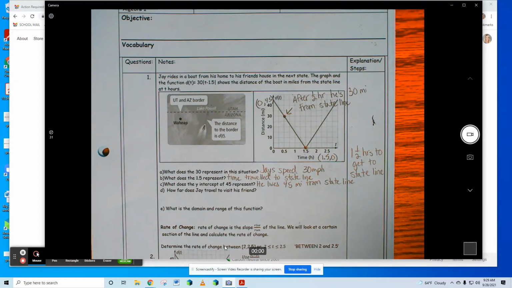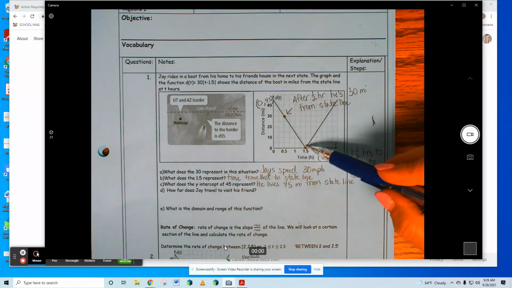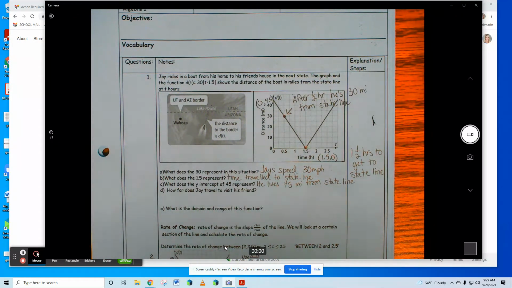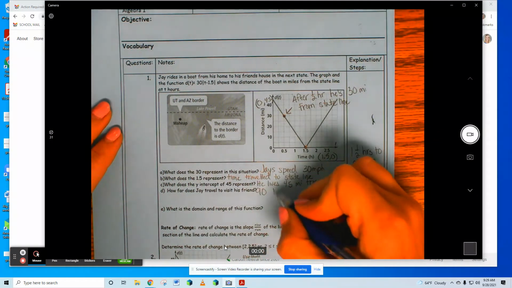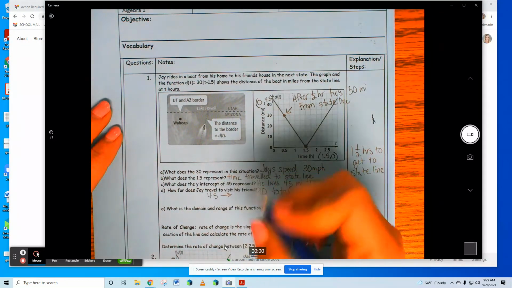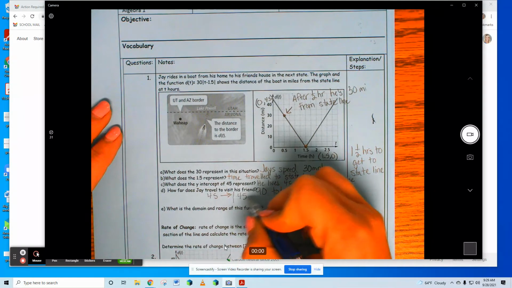How far does Jay travel to visit his friends? So he goes to the state line. His state line is 45 miles away. And then after he gets to the state line, he still has to go to his friend's house. Another 45 miles. Someone knew. How many miles total did he drive? 90 miles. 90 total. 45 to get there. And then he hits the state line. And then it's another 45 to his friend's house.